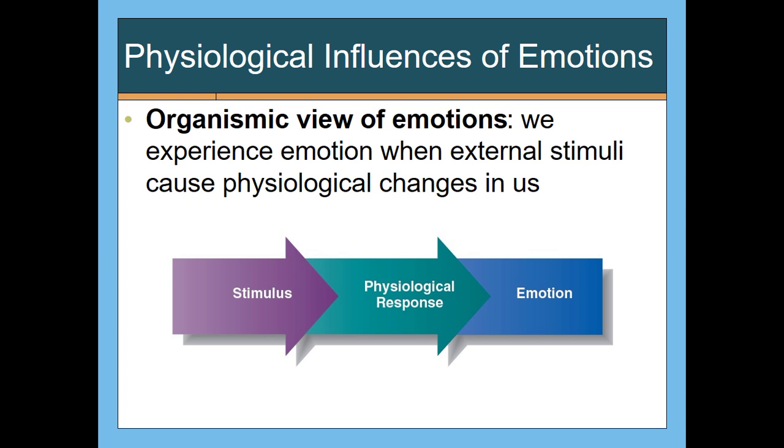So say the stimulus is the barking dog. Then we have a physiological response, which is something happening with our own body. So that might be your heart rate goes up. Then based on that physiological response, we decide what the emotion is. So dog barks, my heart rate goes up. That must mean I'm scared. So the emotion that we decide it's going to be is fear, just based on what's happening to your body. And that is the organismic view.